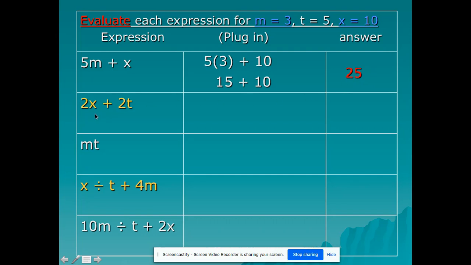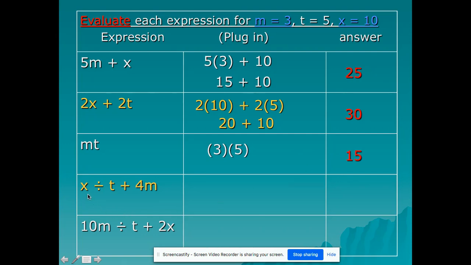In the second example, if you want to, pause your computer and see if you can figure out the answer. Once you're done, hit start again and see if you're right. Now that you're back, 2x would be 2 times 10 plus 2t would be 2 times 5. We do our multiplication first. 2 times 10 is 20. 2 times 5 is 10. So 20 plus 10 would be 30. In the third example, mt, when you have 2 variables next to each other, it just means you're multiplying. So this one would be 3 times 5, and that answer would be 15.